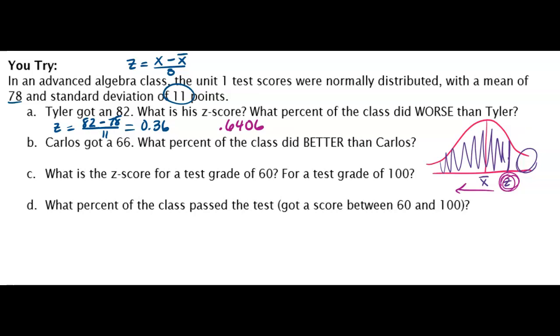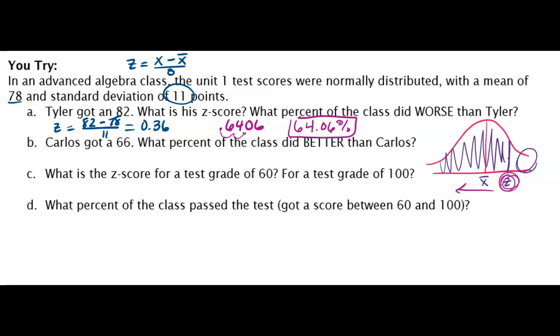And remember, the way to transfer that into a percentage is just by moving the decimal point over twice. So my final answer would be 64.06%. So that means that 64% of the class did worse than Tyler.